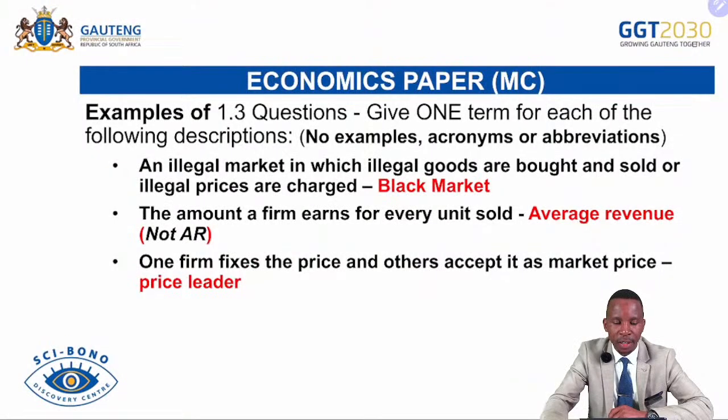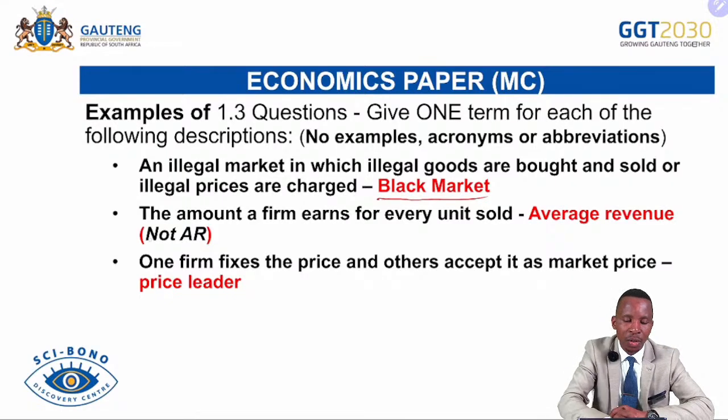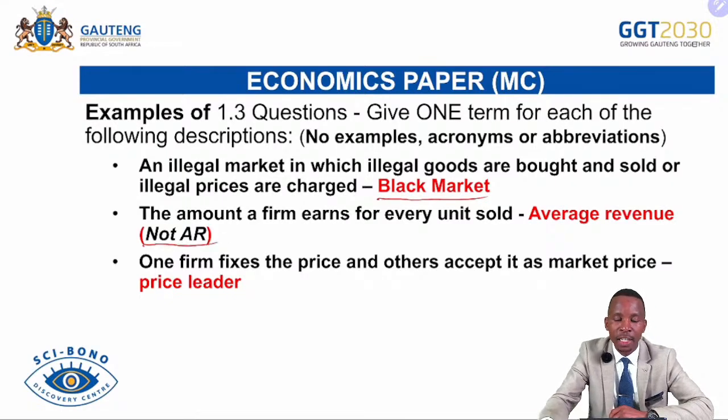And then let's see responses. An illegal market is a black market. That one gives you 1 mark. The amount a firm earns is average revenue. AR is not allowed because now we are abbreviating, so write the full word. And then one firm fixes the price and others accept the price. We call that one a price leader.